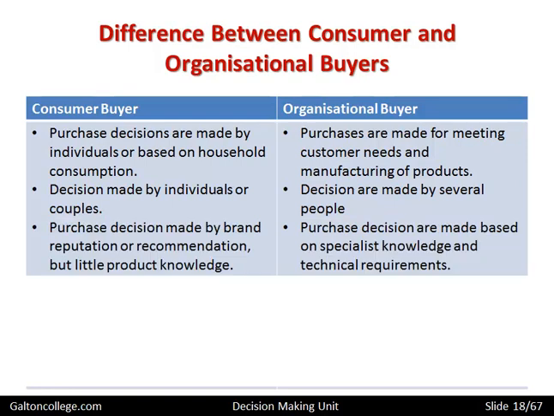For the consumer, purchase decisions are made by brand reputation or recommendation, but little product knowledge. Generally speaking, recommendation and brand. But for the organizational buyer, purchase decisions are based on specialist knowledge and technical requirements. So different criteria are being applied. The organizational buyer is radically different to the consumer.